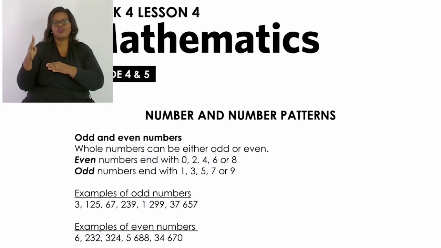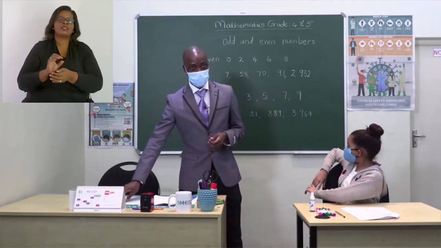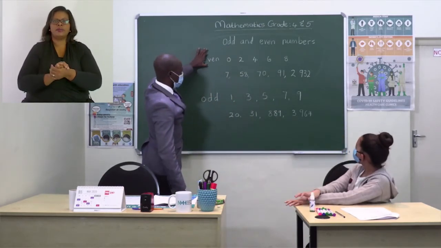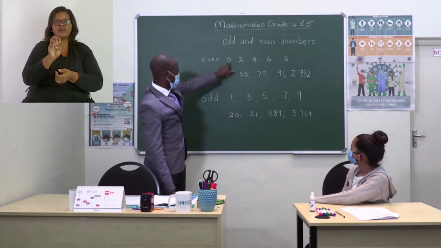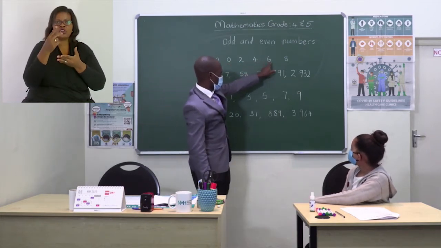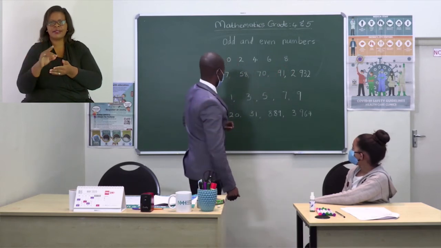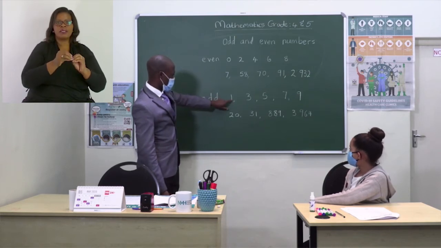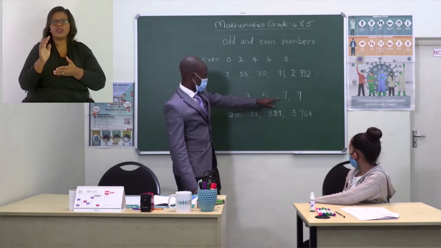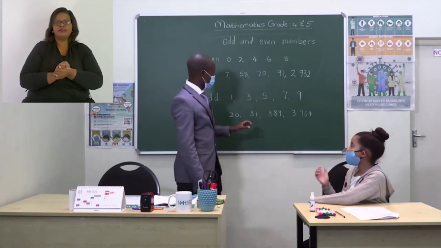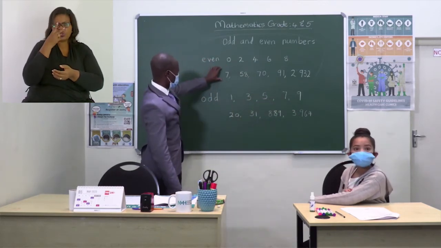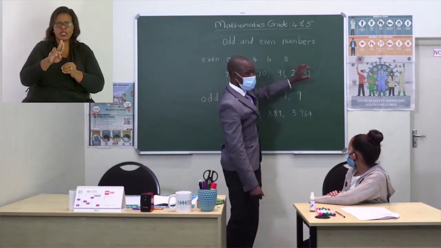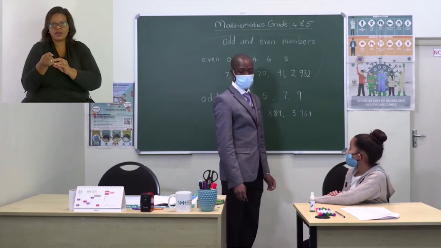Let us face the chalkboard and try to solve some examples which are there. We all know even numbers are supposed to end with 0, 2, 4, 6, 8. And odd numbers, their units are supposed to have 1, 3, 5, 7, and 9. So whenever you are identifying your even numbers, you just look at the unit. If the unit is having one of these numbers, it means that number is an even number.